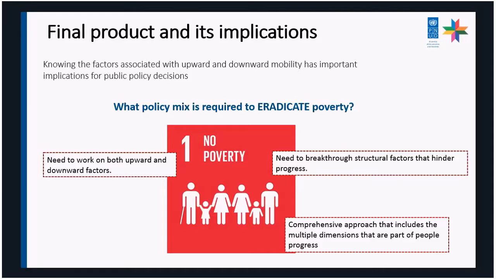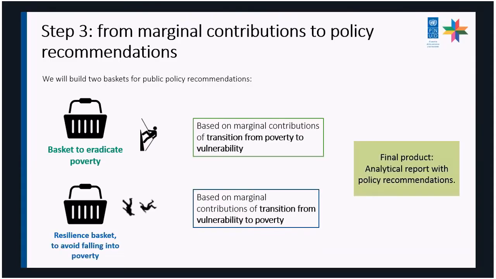Step 3, Unit 4. What we are going to do here is analyze the transition matrix and the determinants for both transitions. So, what do we want to do? We want to go from marginal contributions from our model results to policy recommendations, and we want to build two different baskets. We call it a basket, but it can be just a group of policy recommendations. One for eradicating poverty and the other one for avoiding falling into poverty.